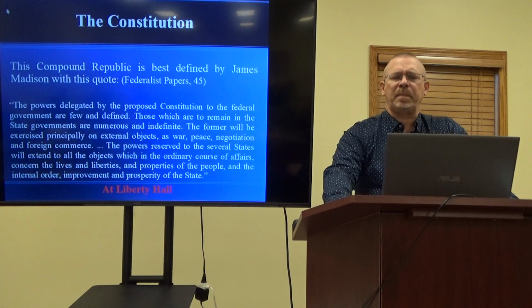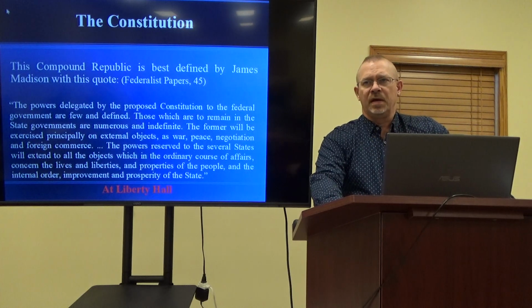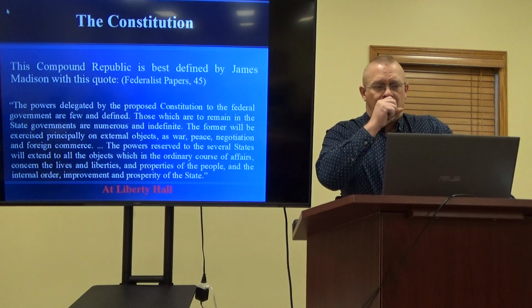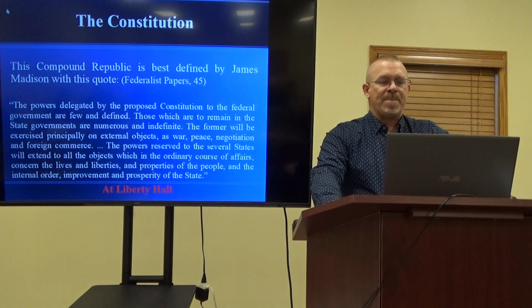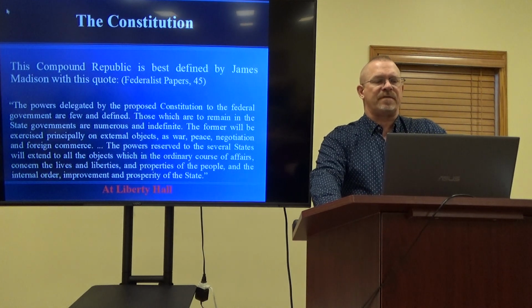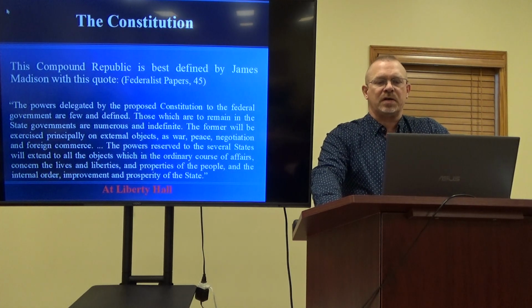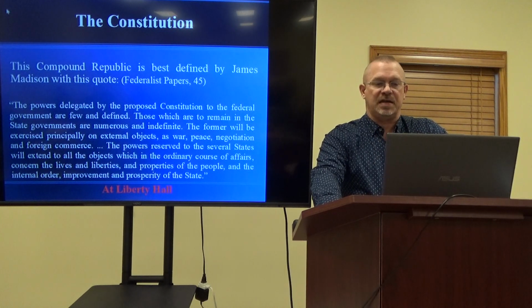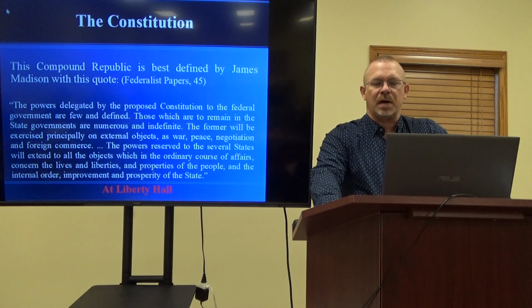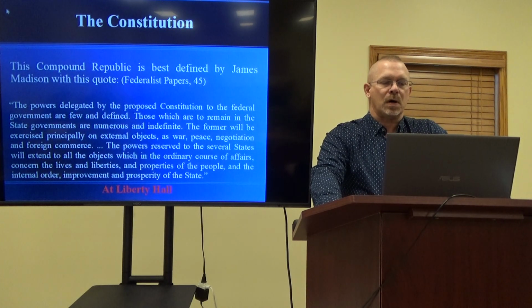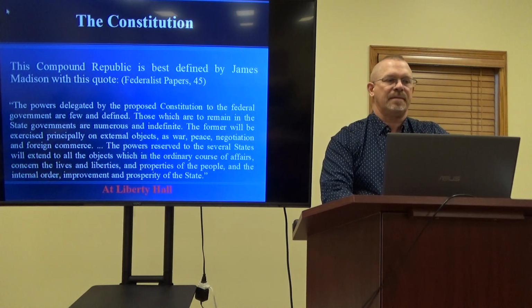This compound republic is best defined by James Madison with this quote from Federalist 45. The powers delegated by the proposed Constitution to the federal government are few and defined. Those which are to remain in the state governments are numerous and indefinite. The former will be exercised principally on external objects, as war, peace, negotiation, and foreign commerce. The powers reserved to the several states will extend to all objects which in the ordinary course of affairs concern the lives and liberties and properties of the people, and the internal order, improvement, and prosperity of the state.